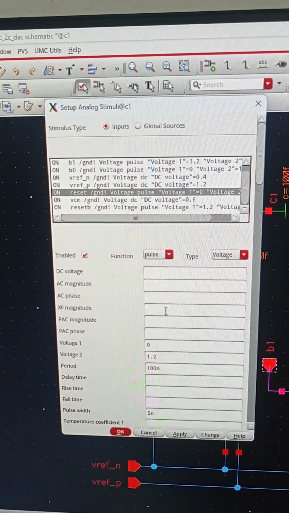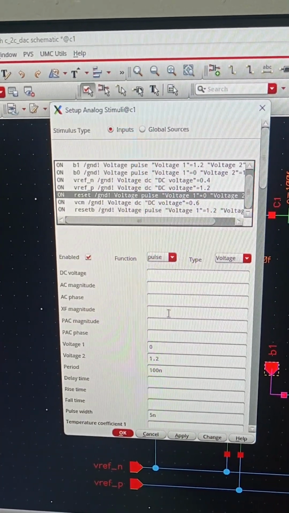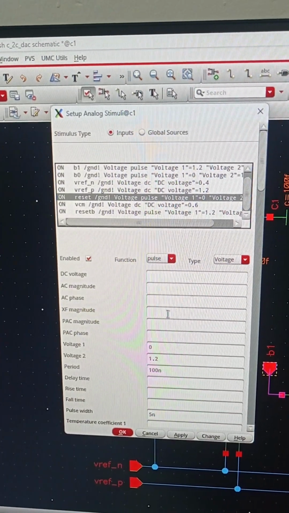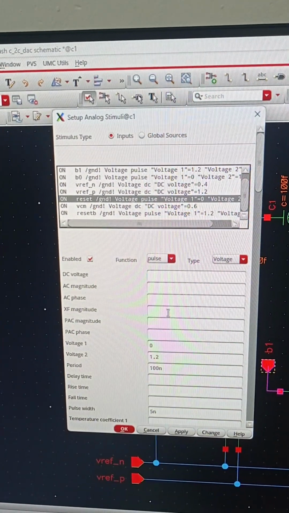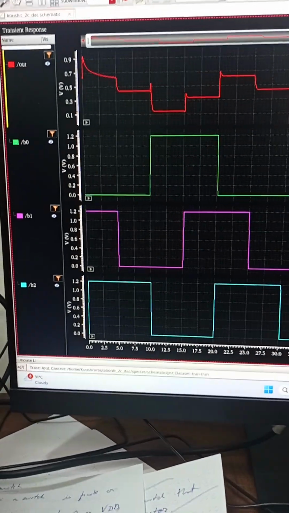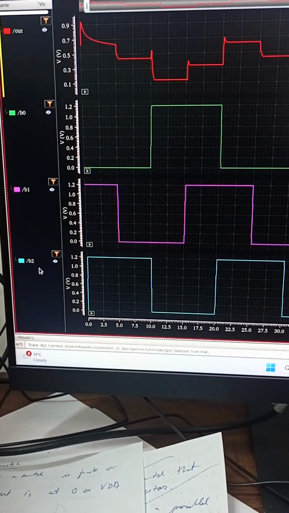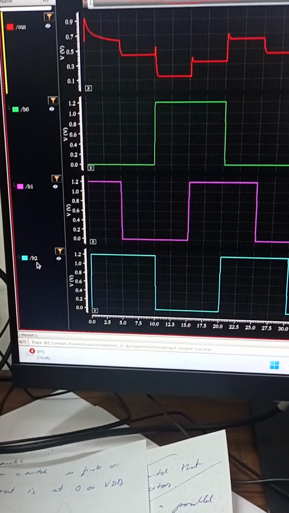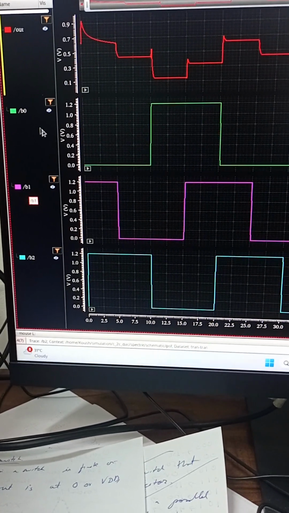So these are the stimuli: VREF_N equal to 0.4 and VCM equal to 0.6. Now let us do the transient analysis. So this is the result of the transient analysis. B2 is the MSB, B1 and B0 are the LSBs.